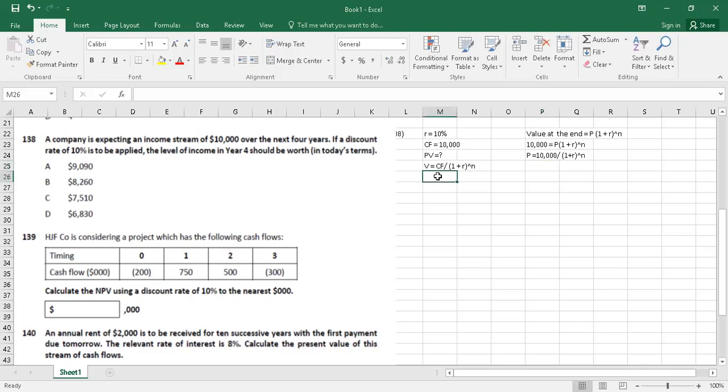So value is equal to, I'm writing the calculation here. You can see it in the formula bar. 10,000 divided by 1 plus R, where R is 10%, the whole thing to the power of n, which is 4 years. Okay, this is 6,830, option D. 6,830. I hope I made it clear.